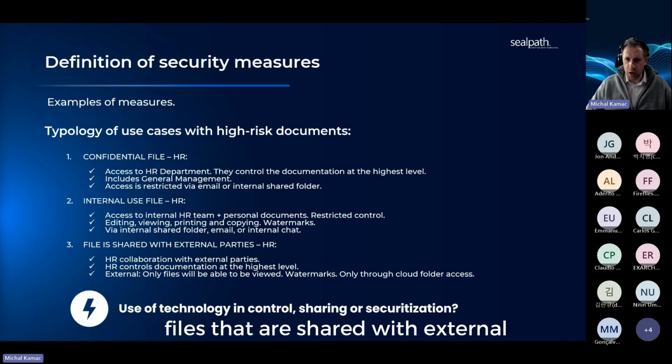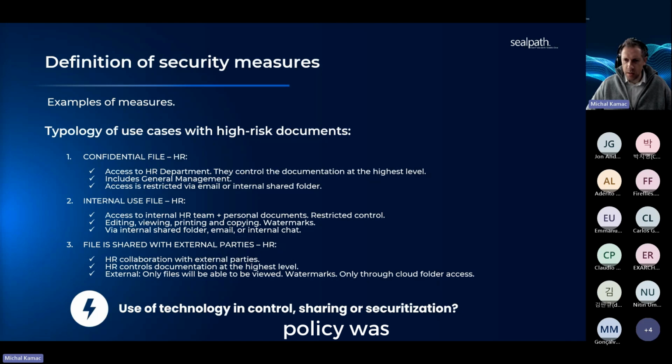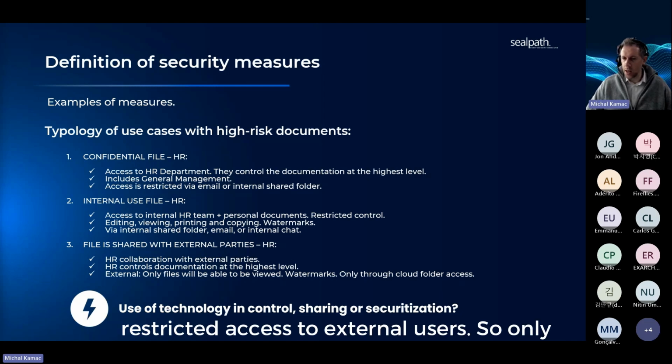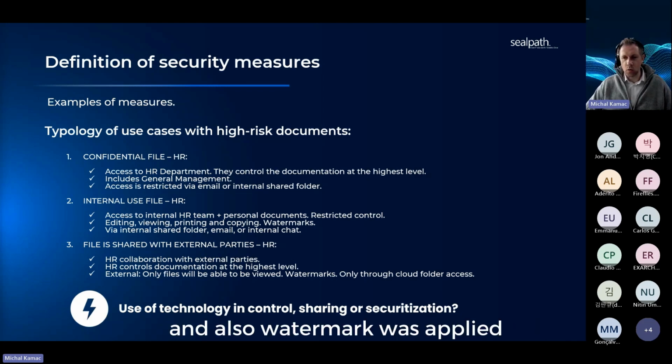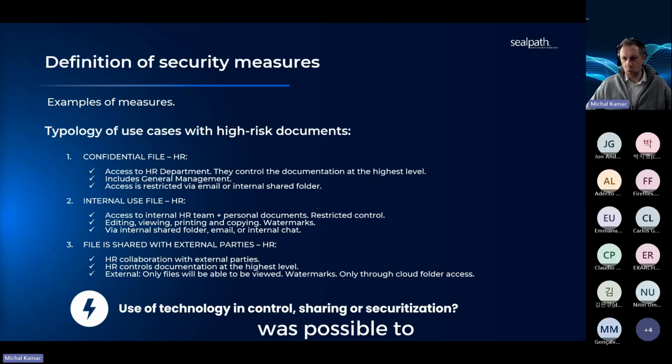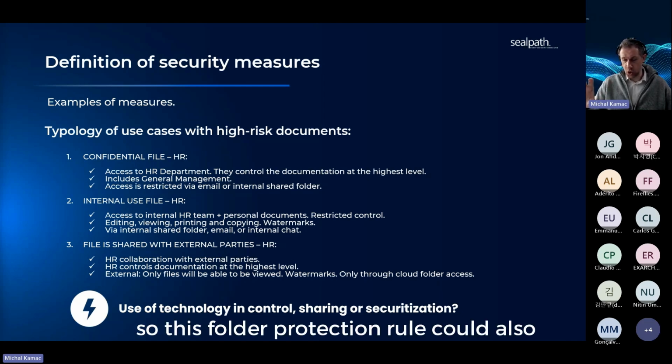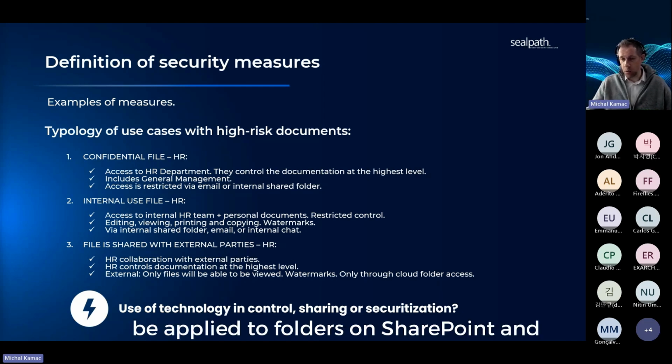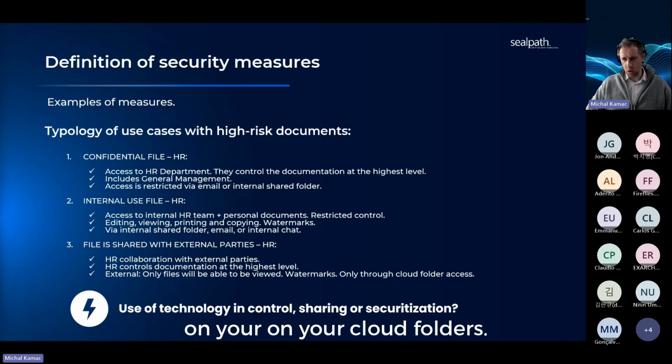Finally, files that are shared with external parties, here the policy was also different. The definition was to give restricted access to external users, so only view permission was given, and also watermark was applied. And the human resources department had full control permission over the files. Again, folder protection rule applied, and the sharing was possible through access to a folder in cloud. Okay, so this folder protection rule could also be applied to folders on SharePoint, on Google Drive, on your cloud folders.